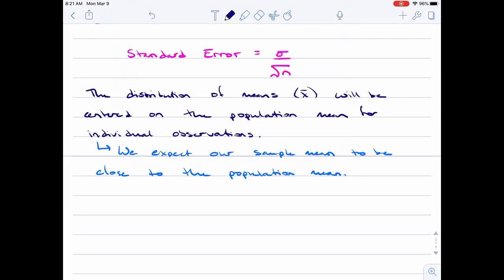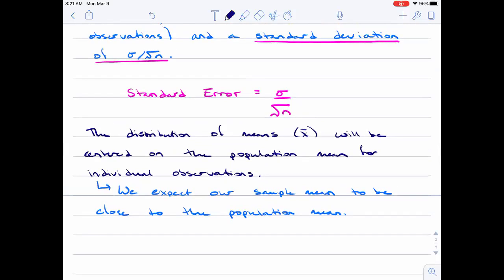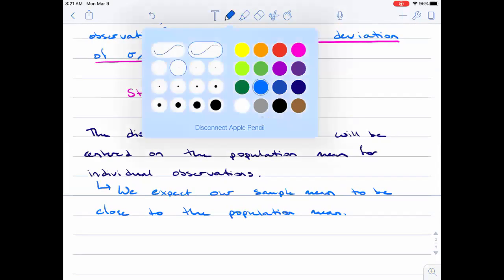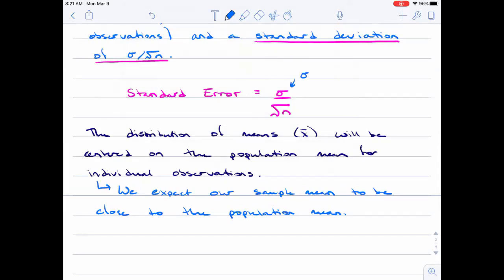In fact, that variability depends on the sample size, the size of the sample that you're collecting. And so that's why we have to adjust. So we're going to take sigma, the standard deviation for a single observation. And I'll put that on here, that this sigma is from a single observation. And n is your sample size.